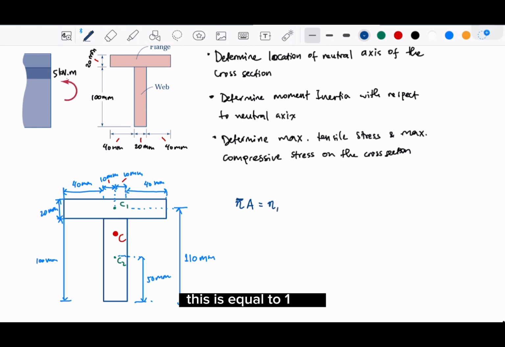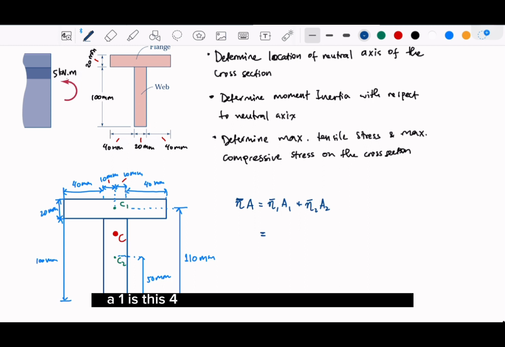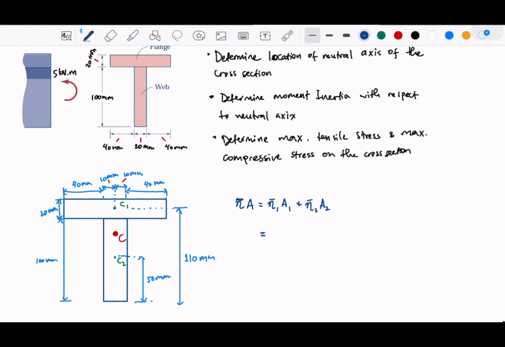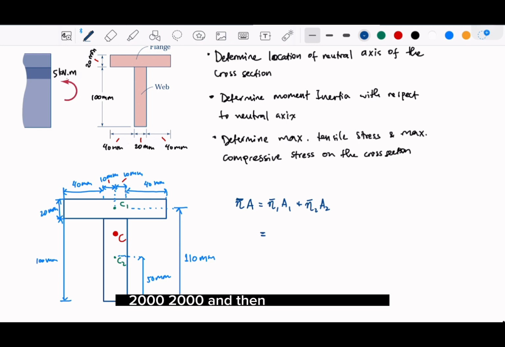This is equal to the sum of A1 y1 plus... Okay, so the total, we could take for A1. A1 is the component 1, A1 is this. 4, 8, it's 100, multiply with 20. 100 multiplied by 20, 2000, right? 2000.